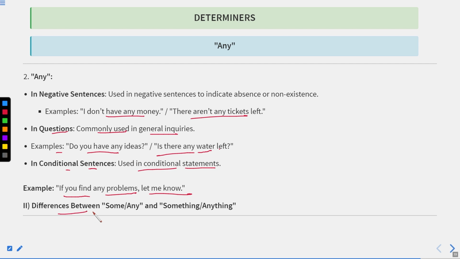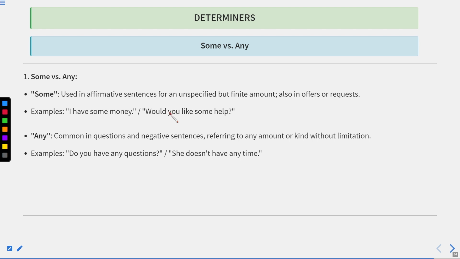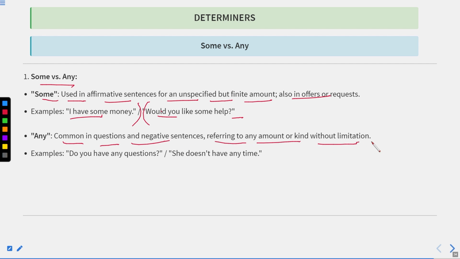Now we'll discuss the difference between some and any, and something and anything. First of all, some versus any. Some is used in affirmative sentences for an unspecified but finite amount, also in offers or requests. Examples: I have some money, would you like some help? These are two different sentences. Any is common in questions and negative sentences, referring to any amount or kind without limitation. Examples: do you have any questions? She does not have any time.